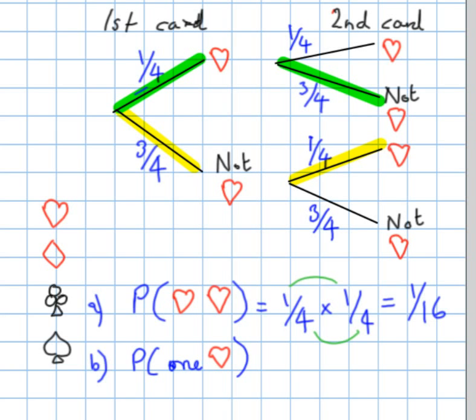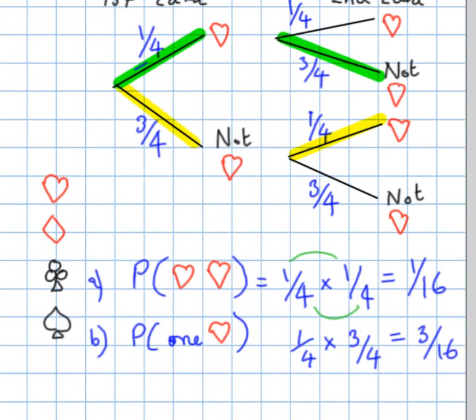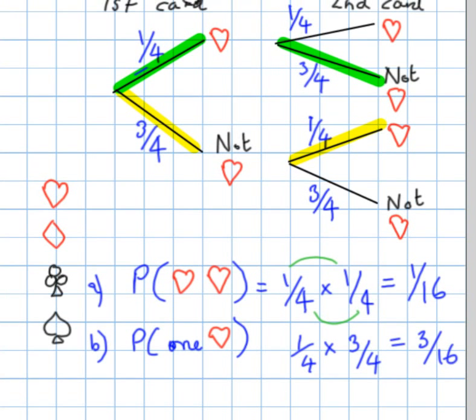So the green succession of branches was 1/4 times 3/4, which is 3/16. And the yellow succession of branches, that was not getting a heart and then getting a heart, was 3/4 times 1/4, which again is 3/16. Now what do I do next?